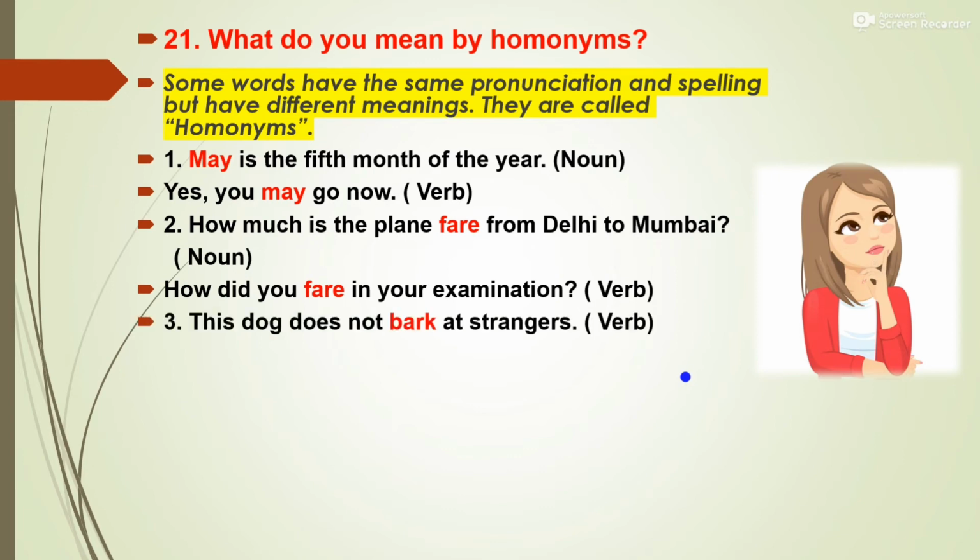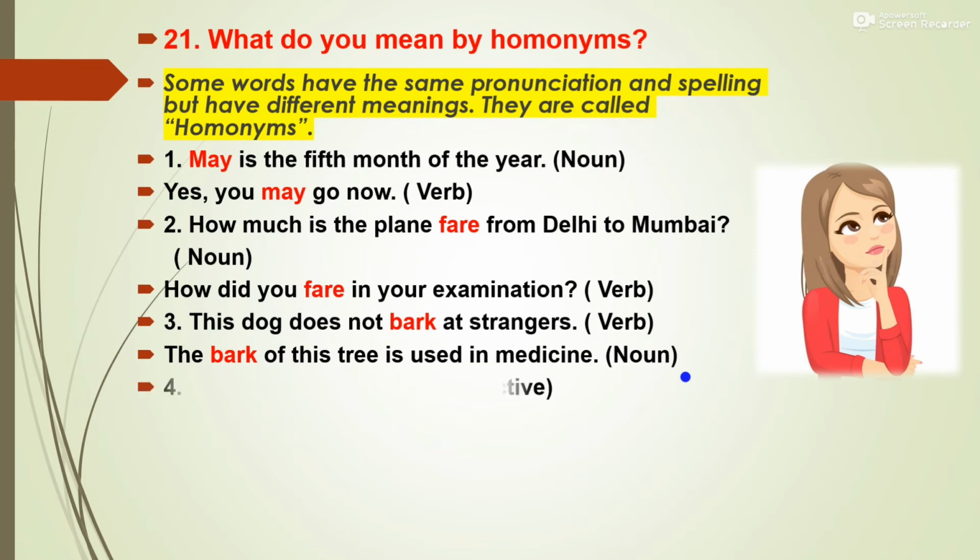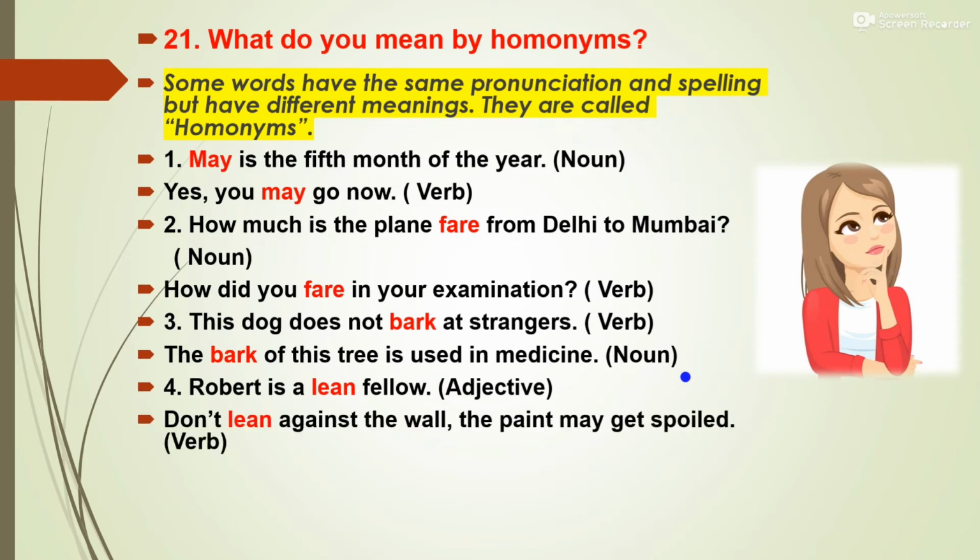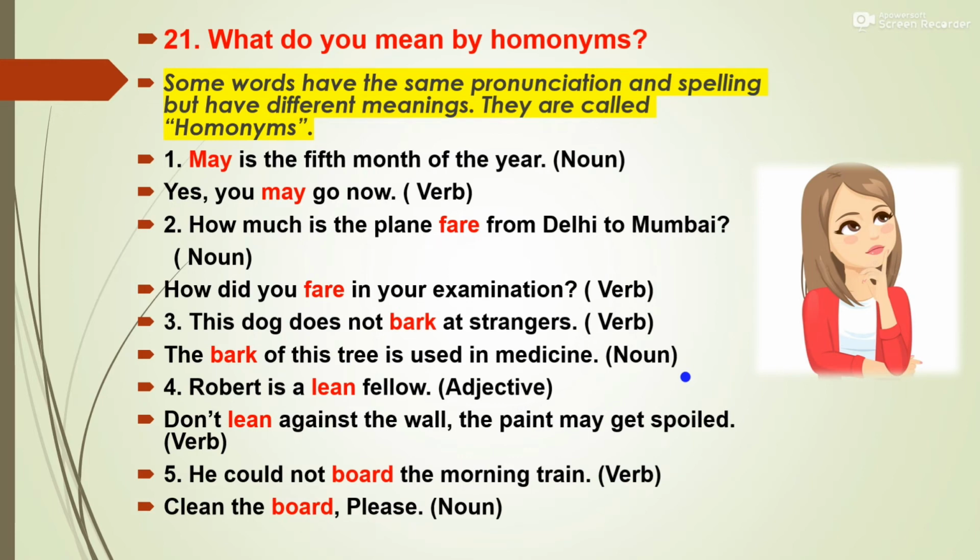This dog does not bark at strangers. It's a verb. The bark of this tree is used in medicine. And here, noun. Robert is a lean fellow. Here it's an adjective. Don't lean against the wall. The paint may get spoiled. And it's a verb. He could not board the morning train. It's a verb. Clean the board. That means the blackboard. It's a noun.